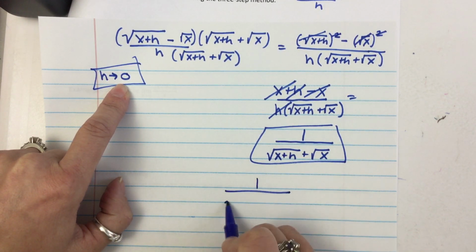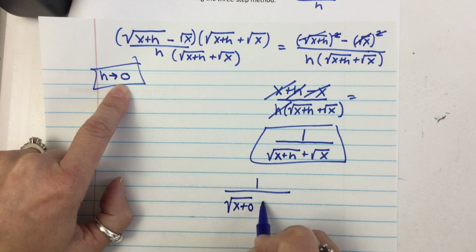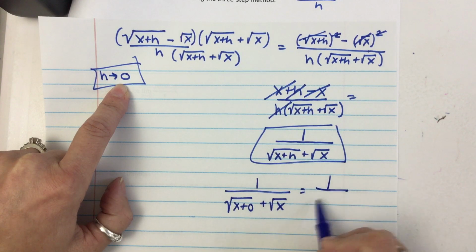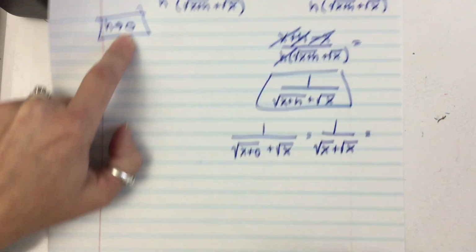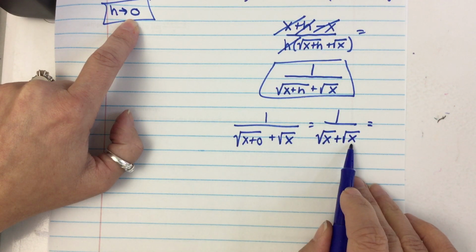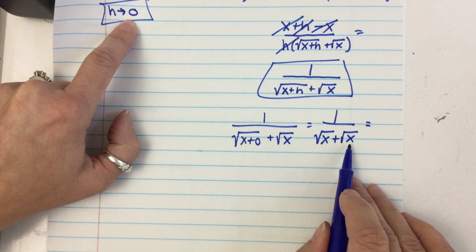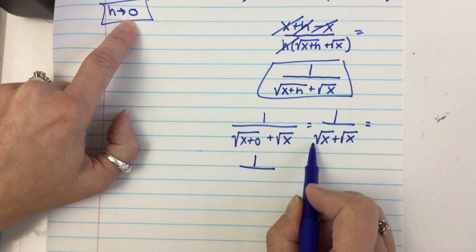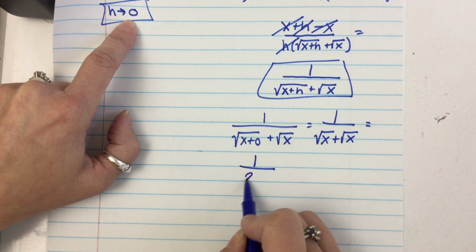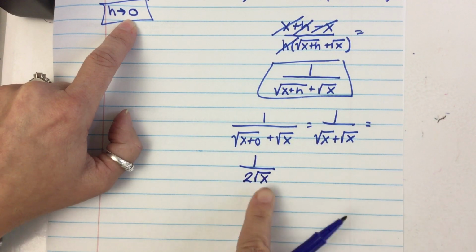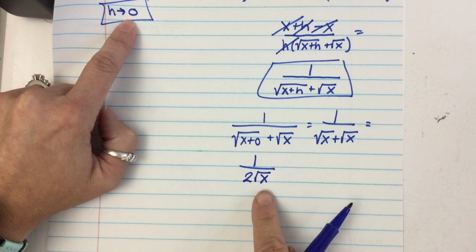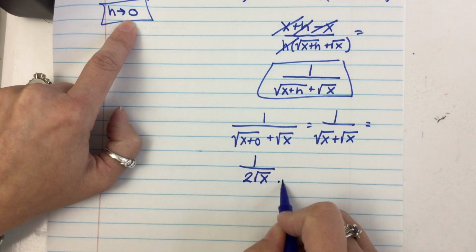I can fill a 0 in now. The square root of x plus 0 plus the square root of x. Well, x plus 0 is x. So this is 1 over the square root of x plus the square root of x. These are like radicals because they have the same radicand, the same number underneath. So I can go ahead and add them. 1 square root of x plus 1 square root of x gives me 2 square root of x. Now, this is my final step. So this is where you want to rationalize the denominator.